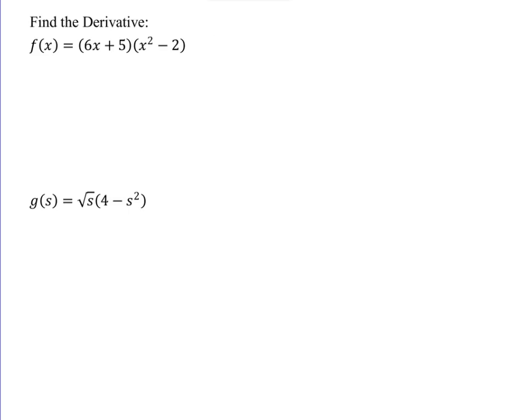Find the derivative. In this particular problem, you'd want to FOIL it and then use the product rule. But we're not going to do that. We're going to use the product rule. So we write f prime of x equals what? The derivative with respect to x. So d over dx of 6x plus 5, that's f prime. We have f here, we have g here. That's a bracket, thank you.